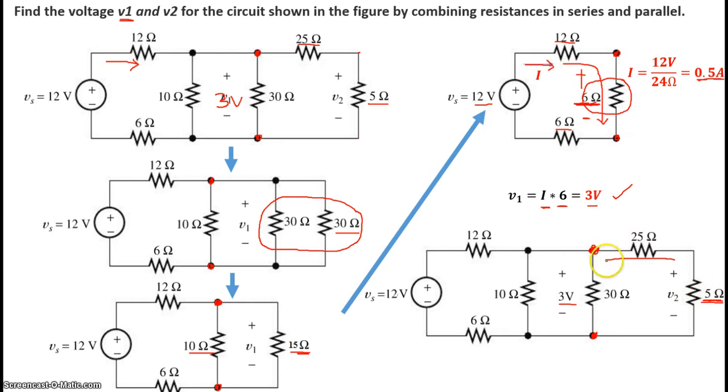resistance divided by the sum of the two resistances right here in series. So 25 plus 5, that's 30. So that's 5 ohms divided by 30 ohms times the voltage between these two nodes, which is 3 volts. So we get 5 divided by 30 times 3, and that leads us to half a volt. Okay, so we figured out that V2 is in fact 1/2 volt.